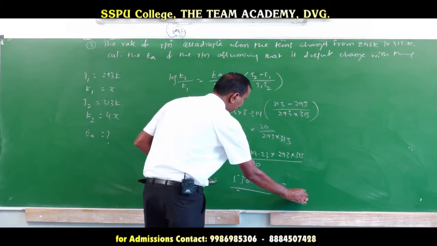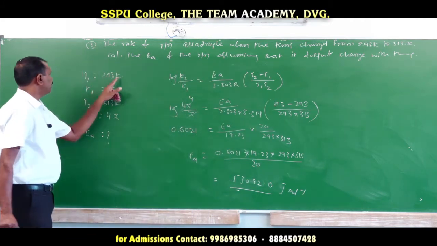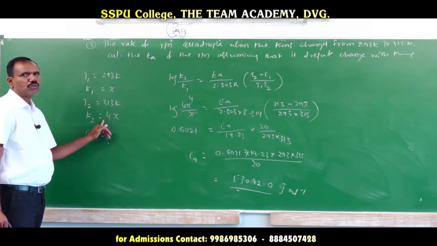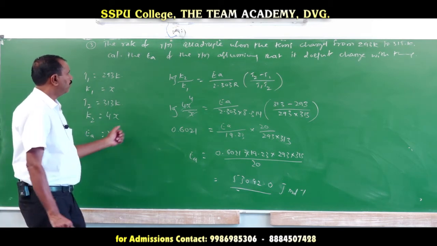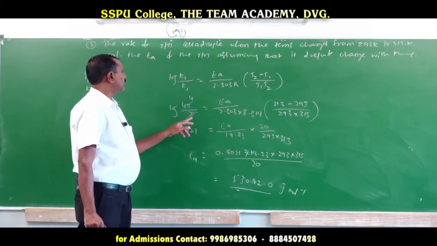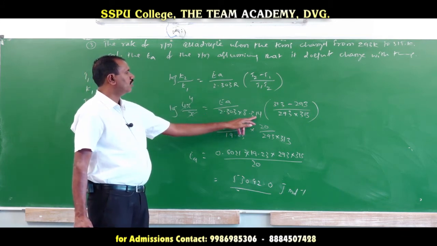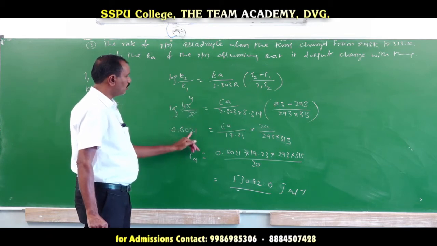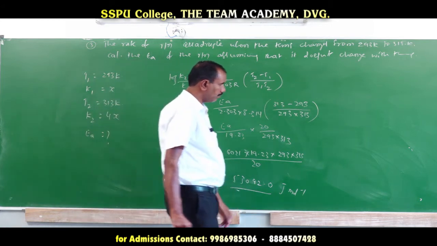See, at T1 temperature the rate constant is X. At T2 temperature the rate constant will be quadrupled, meaning 4 times the rate will increase. How to find out A? K2 is 4X, K1 is X. A, how to find out? 2.303 into 8.314. The log 4 value is 0.6021. Finally we can get it here. A value is this much.